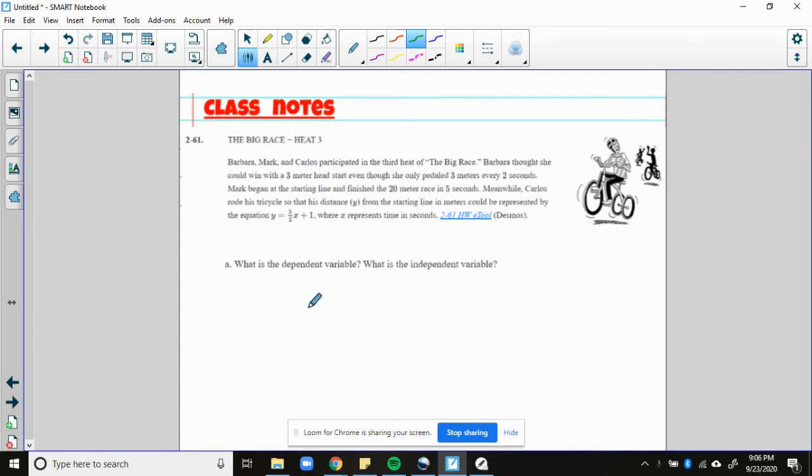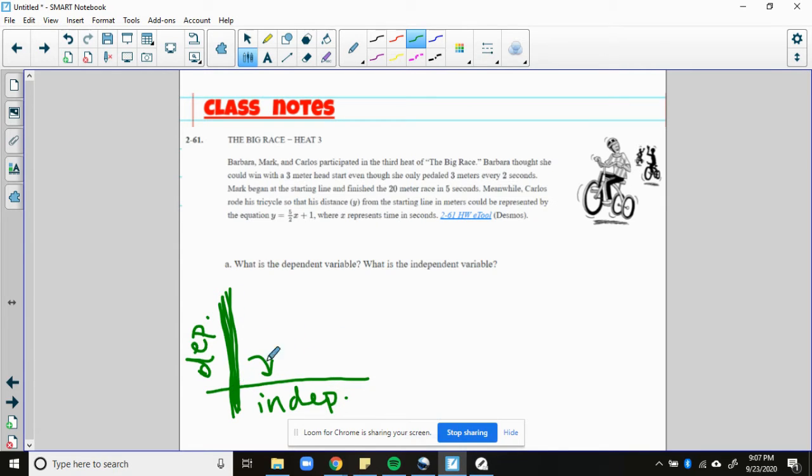Part A says, what is the dependent and what is the independent variable? So that is referring to our graph here. The independent variable will be whatever is on our x-axis, and then the dependent variable will be on our y-axis. So one way to remember that is that this line here depends on this line. So I know that y will be dependent, x is independent.